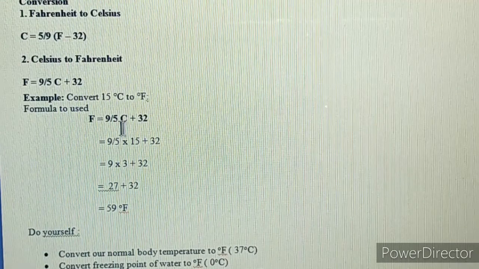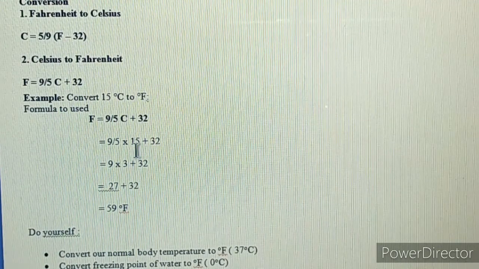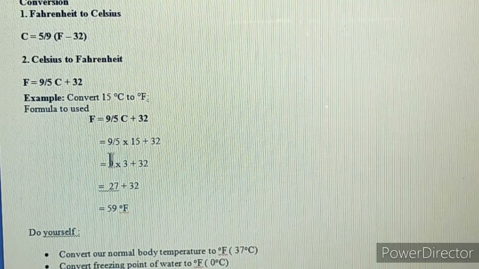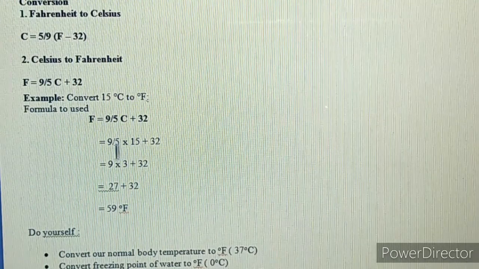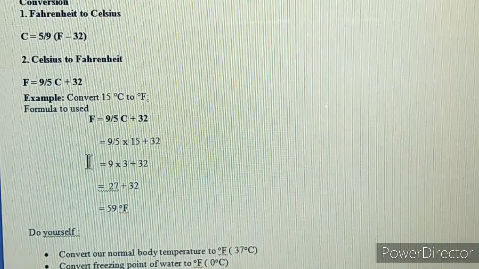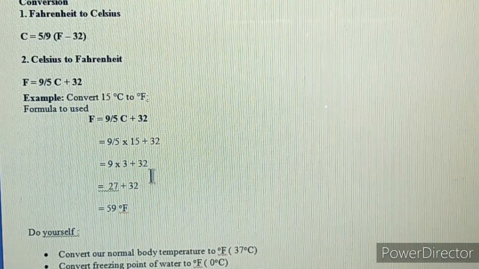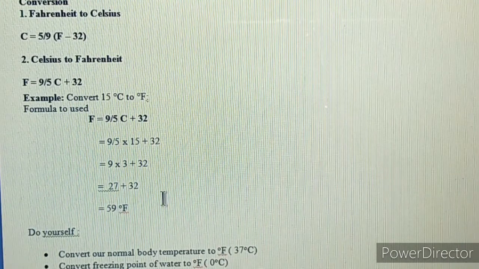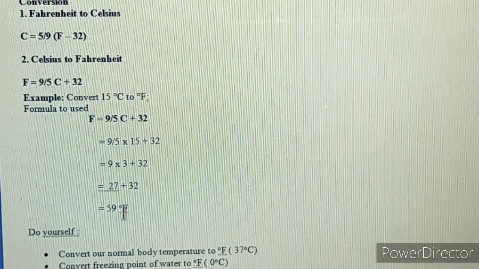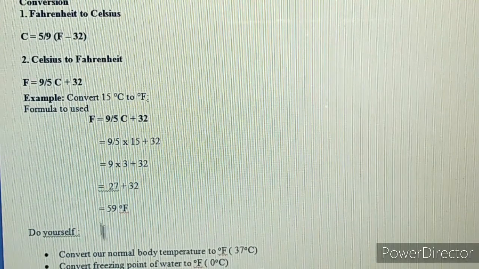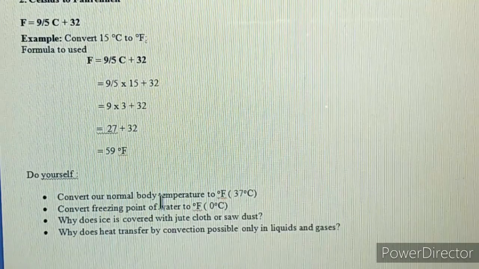On the place of C, what do we have to put? We have to put the value, and the value of C is given as 15 degrees. So 9/5 multiplied by 15 plus 32. This is upon 5, so dividing, the 15 will be cut by 5 and it will come 3. So 9 into 3 plus 32, that is 27 plus 32, that is 59 degrees Fahrenheit. So we can say that 15 degrees Celsius is equal to 59 degrees Fahrenheit.